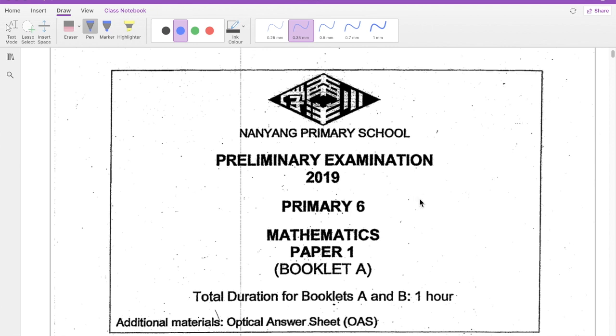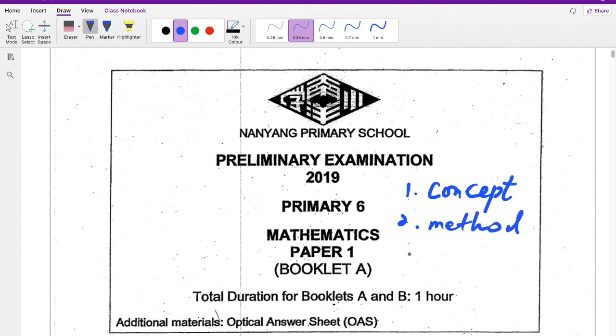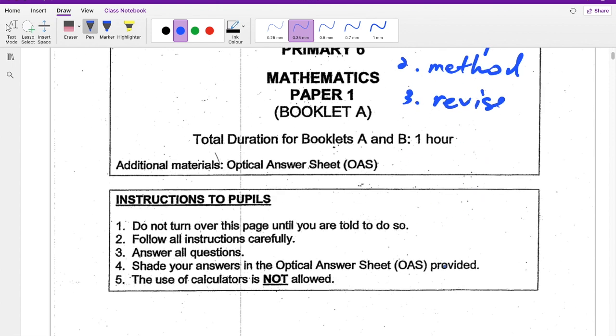As I said in the last paper, for each math question we need to think about first, what is the concept? Second, what is the method? And last, after we finish the question, we need to revise. We try to use different ways to revise whether we are correct or not. So let's start from the first question.